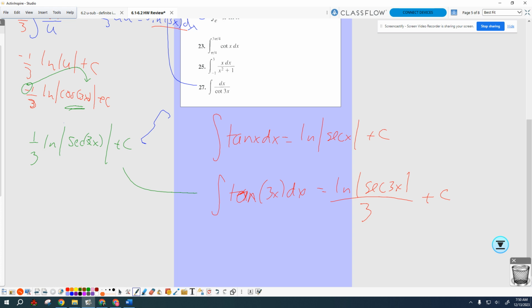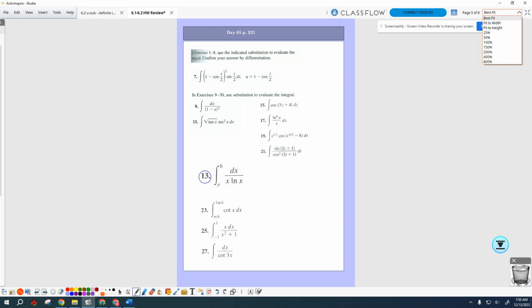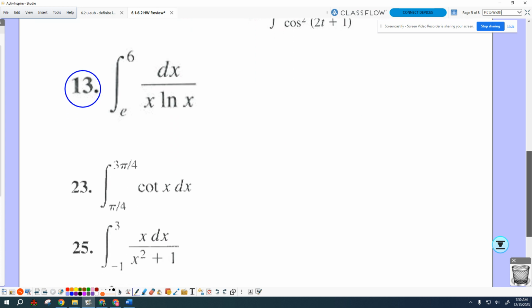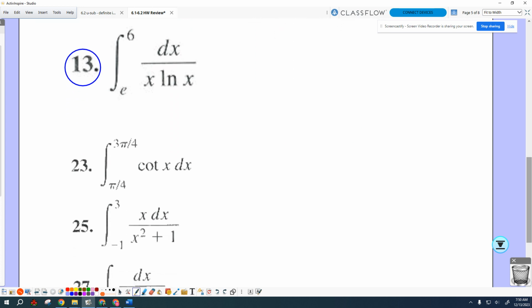What else from the homework of the last few days? Yes? The first night I did not assign this, but I put it on last night's. So the hint was always, the u value is the thing in the denominator, the thing being raised to a power, the thing that's isolated. That does not apply here. You gotta kind of see.